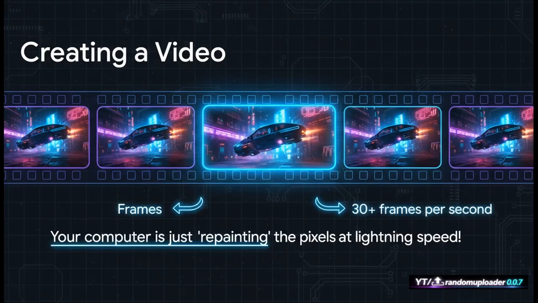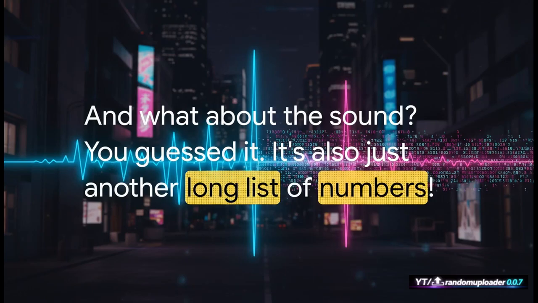A video is actually way less complicated than you might think. It's not real motion, it's an illusion. It's just a whole bunch of still images, called frames, shown one after another super fast. Your computer is just repainting all 8 million of those pixels 30 or 60 or even more times every single second, and your brain sees that as smooth motion. So, that's images, that's motion.